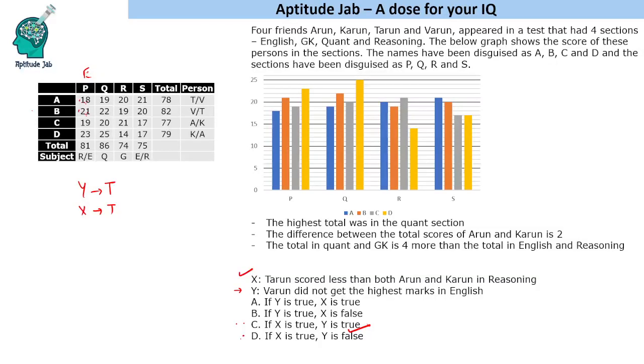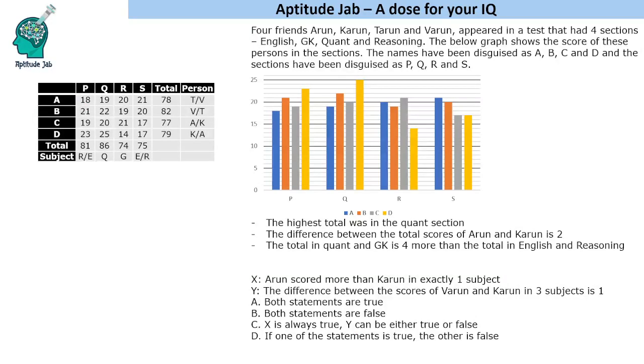If I take this as English, then Varun can be any of these. Suppose I take Varun and Tarun like this. Now X is saying that Tarun scored less than both Arun and Karun in reasoning. That is false. So X is either true or false, right? So if Y is true, we cannot tell X. But if X is true, then definitely Y is true. So that is the answer to this question.